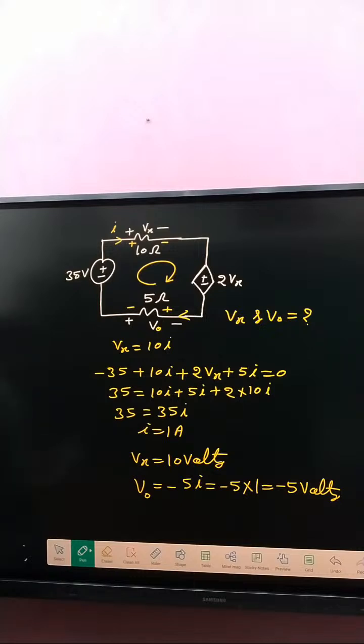V naught is minus 5 volt and Vx is how much? 10 volt. Okay. Vx is 10 volt. Now I have taken another problem also.